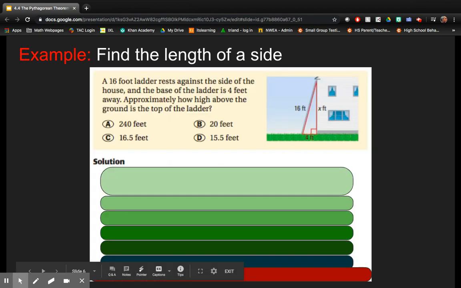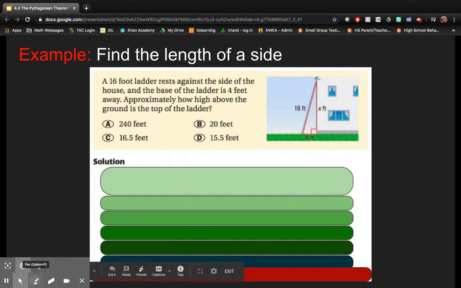Let's look at another example where we want to find a leg instead of the hypotenuse. This example says that a 16-foot ladder rests on the side of a house, and the base of the ladder is 4 feet away. And it wants to know approximately how high above the ground is the top of the ladder. So imagine you've got a ladder laying against a building, as you see in the diagram, and the ladder is 16 feet long and 4 feet away from the bottom of the building. And you want to know how far up is the top of the ladder. So that becomes your x.